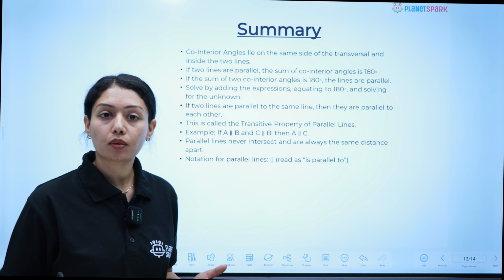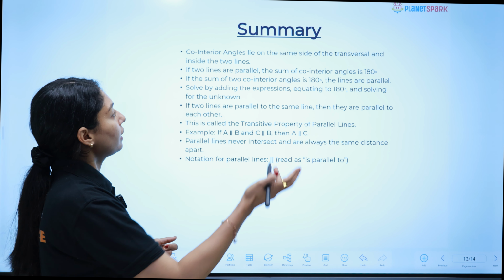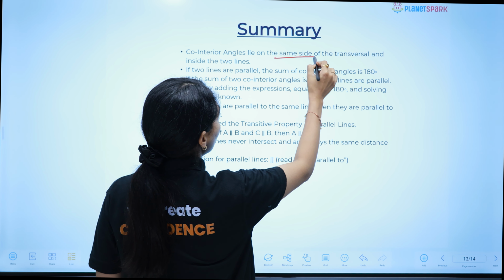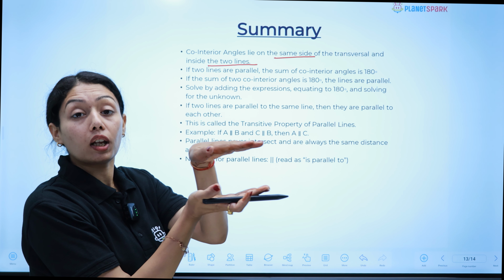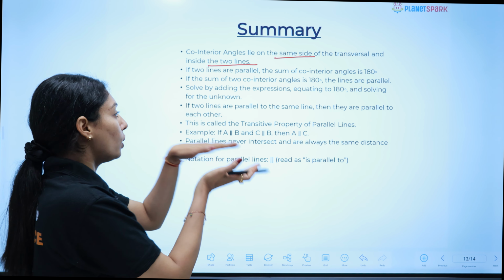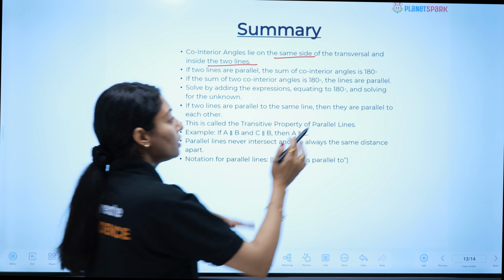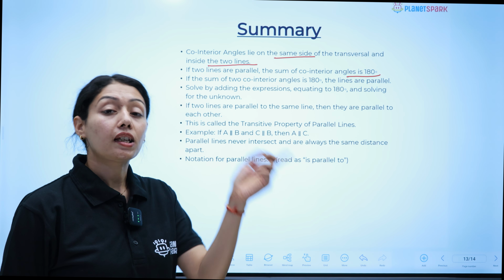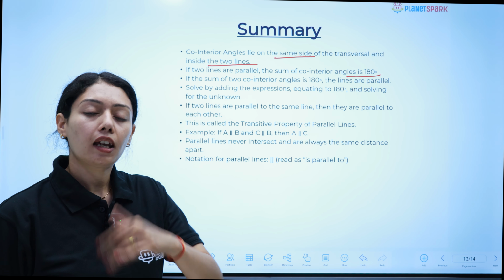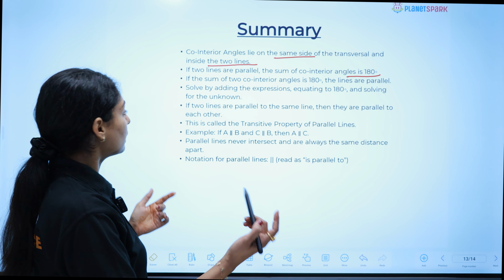Let's quickly summarize what we learned here. Which angles are co-interior angles? Those that lie on the same side of the transversal and in the interior of two lines, so they will be between those two lines, right? What is the property for parallel lines? That the sum of these two angles will be 180 degree. If the sum is 180, we can say the lines are parallel. If lines are parallel, we can say the sum is 180 degrees.